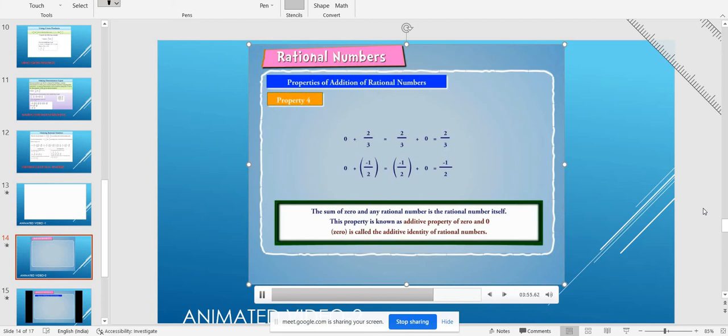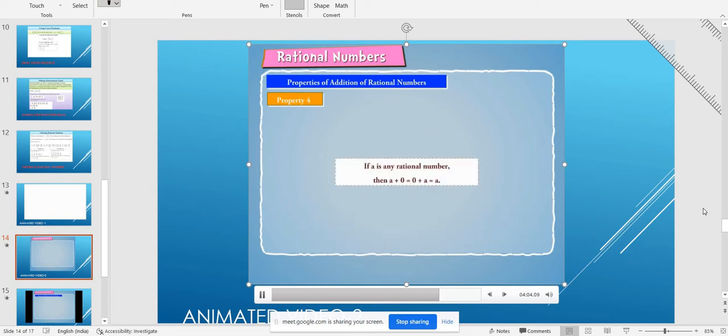This property is known as additive property of 0, and 0 is called the additive identity of rational numbers. Thus, if a is any rational number, then a plus 0 is equal to 0 plus a is equal to a. Property 5. To understand the fifth property, let us consider the following example.